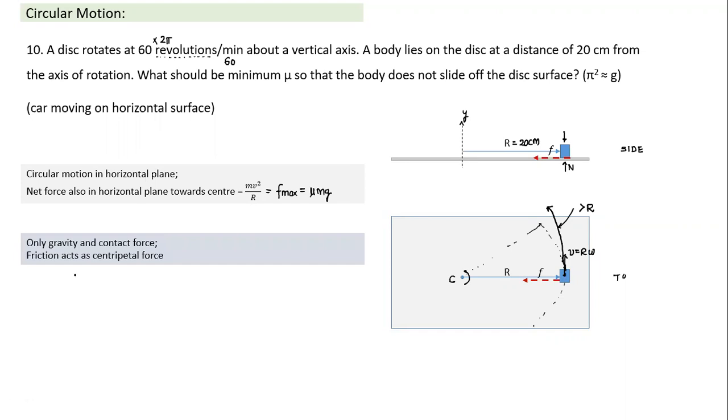So only gravity is accounted for. Friction force acts as the centripetal force. So what is the maximum value of v it can have while rotating? That's the equation. And the same equation applies in the case of an object.